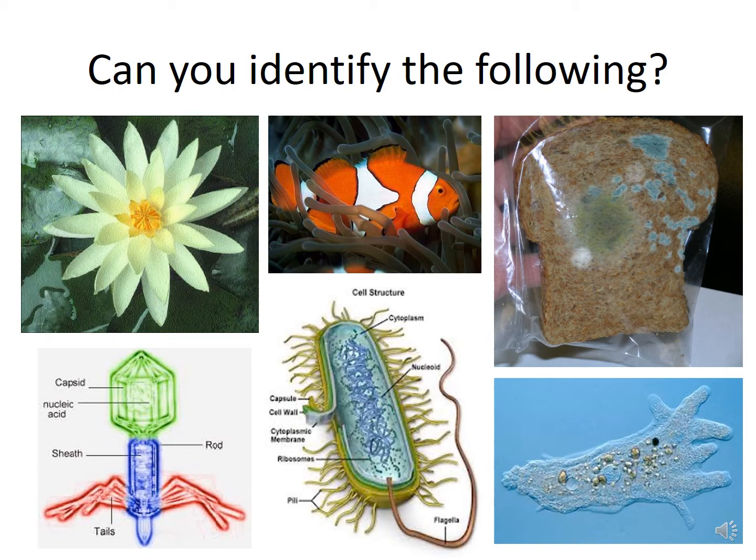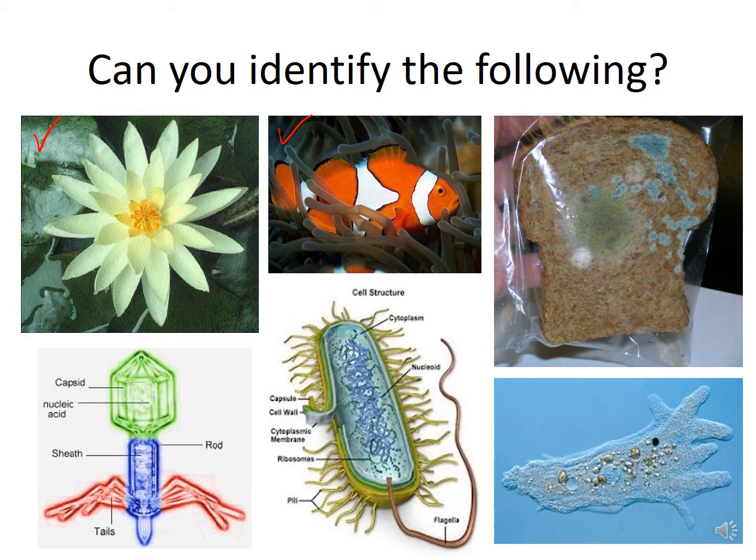Can you identify what's in each of these pictures? Which one of these is the odd one out? Well, some of these can be quite easy. The one on the left here, this is your flower. It is a type of plant. We have a fish, which is an animal. Then we have several others which you may not be as sure about.